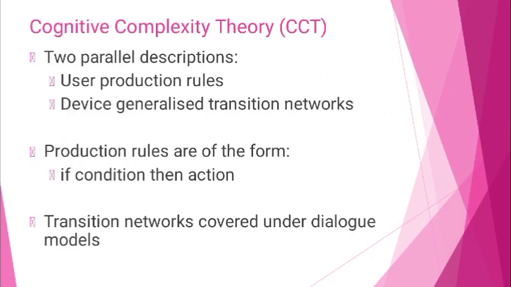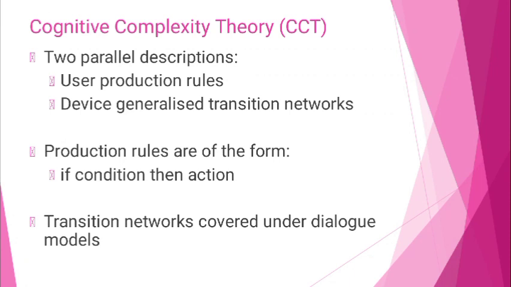The next one is CCT, that is cognitive complexity theory. Cognitive complexity is a psychological characteristic or psychological variable that indicates how complex or simple is the frame and perceptual skill of a person. This cognitive complexity theory was introduced by Kieras and Polson. And this CCT has 2 parallel descriptions. One is of the user's goals, and the other is of the computer system, which we call the device in CCT. For the system grammar, CCT applies generalized transition networks, that is a form of state transition network.